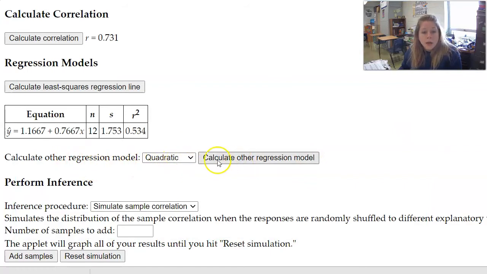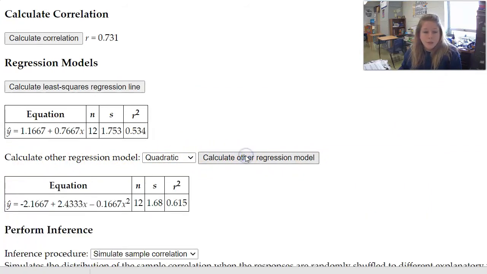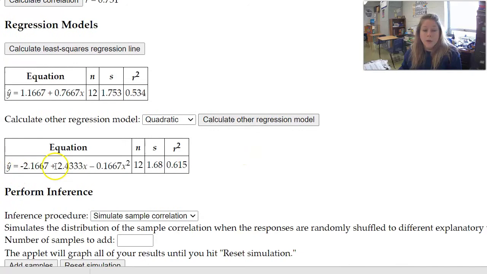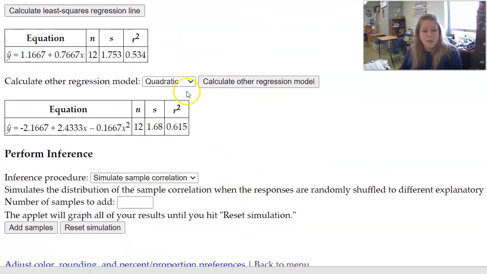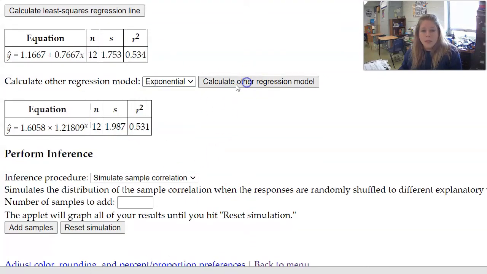So let's try quadratic. Right here, calculate other regression model. It gives you the quadratic line. It's not a line, it's a curve of best fit, and or the exponential curve of best fit.